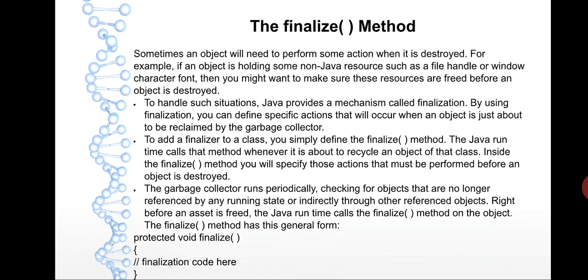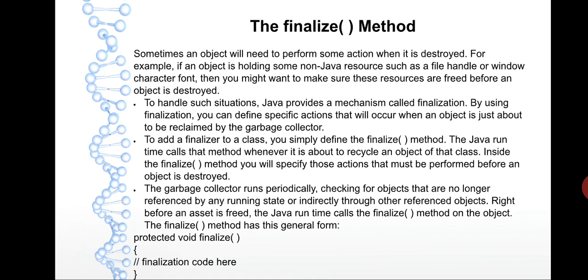Okay, the garbage collector runs periodically, checking for objects that are no longer referenced by any running state or indirectly through other referenced objects. So this is one of the important things. That is the reason why I said, if the object is still required, the garbage collector should not delete it. So it is the work of the garbage collector to re-verify whether the object is still required or not. Otherwise there will be a serious problem. That's what I just said in the previous explanations.